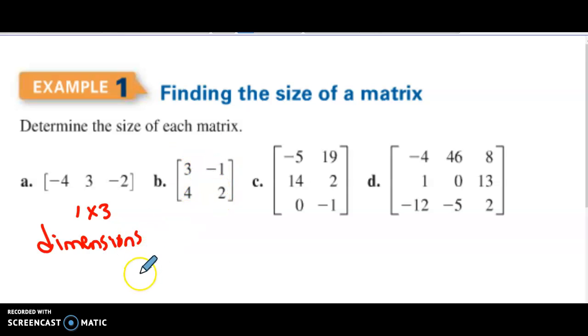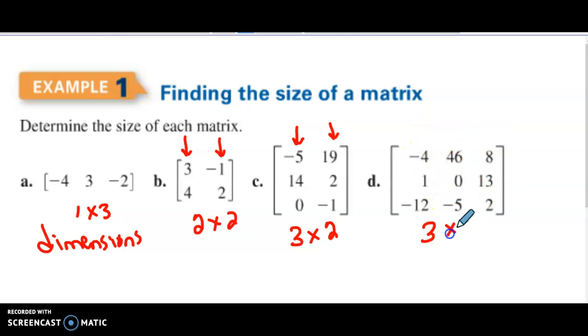Okay, so look at this one. Think about how many rows, how many columns. The dimensions of this matrix, we have 2 rows and 2 columns. Remember, the columns are vertical. This next one, we have 1, 2, 3 rows, and again, we have 2 columns. It would be called a 3 by 2. That's how we read the dimensions of a matrix. And this one, 3 rows, 3 columns. This is a 3 by 3 matrix.